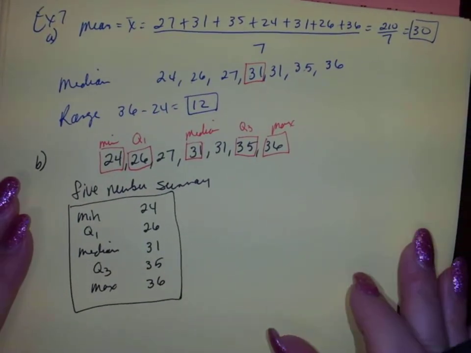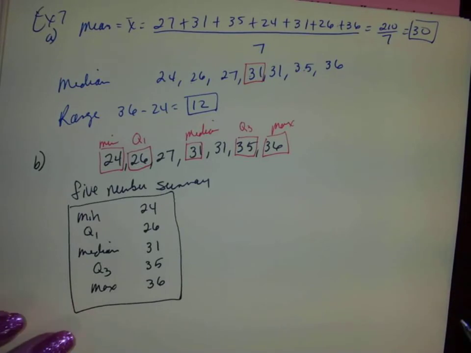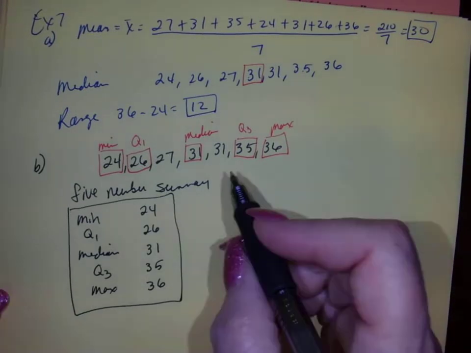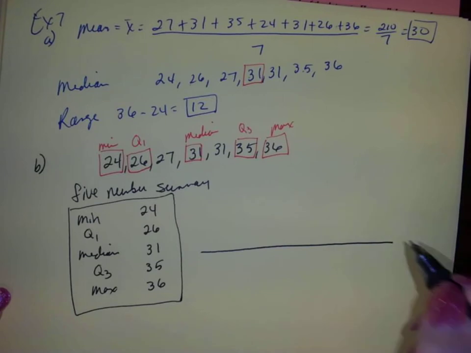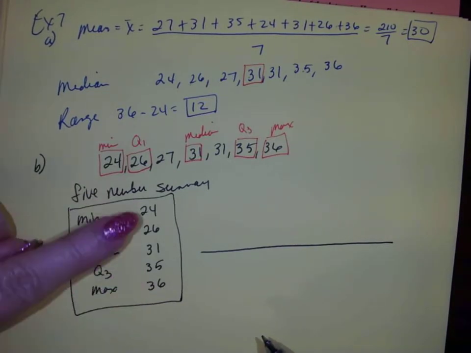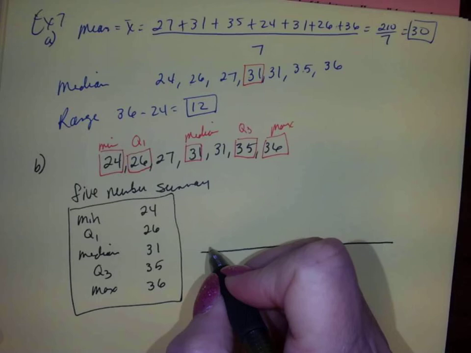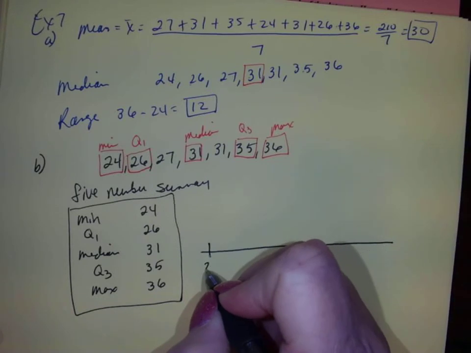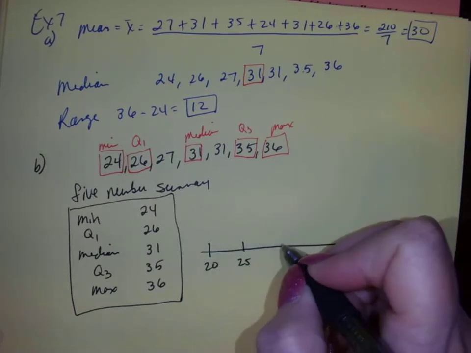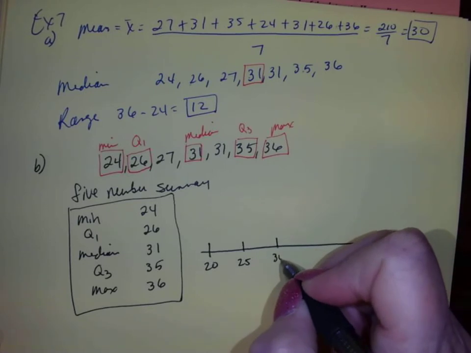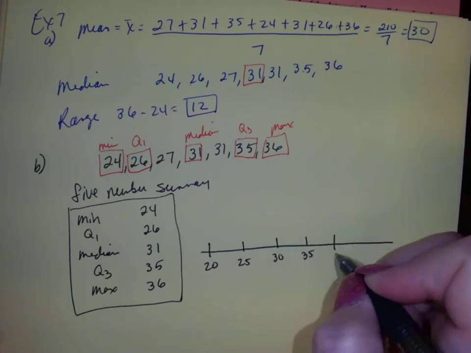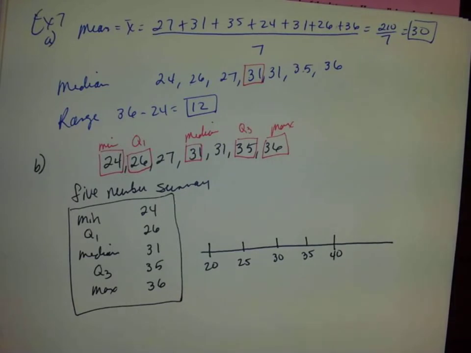So I'm going to create the box and whiskers right over here, because that's the other thing, or the box plot, which is a box and whiskers plot. So I need a number line, and I'm going from 24 up to 36. So I'm going to start at 20. And then go 25 and 30 and 35 and 40.